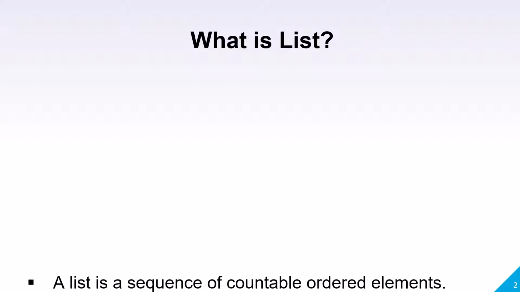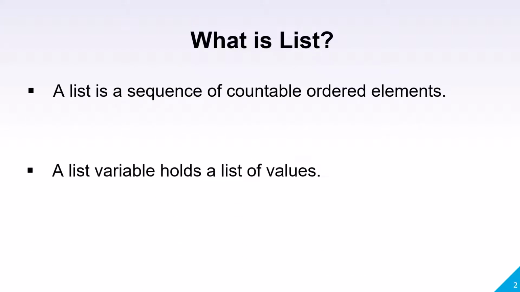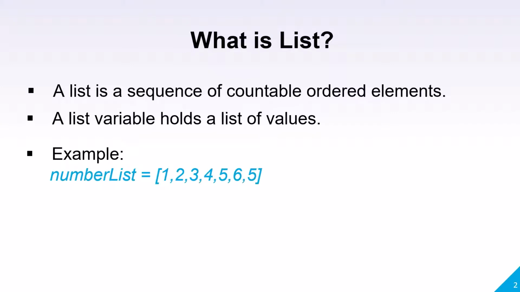So what is a list? A list is a sequence of countable ordered elements. A list variable holds a list of values. What does it mean basically? For example, the number list. I have 1, 2, 3, 4, 5, 6, and again 5.